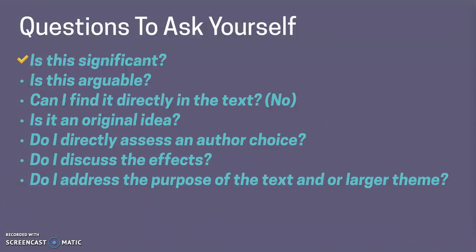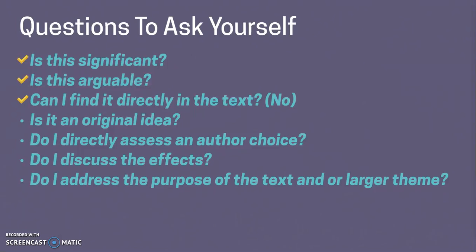Is your analysis arguable? Is what you wrote something that maybe another person could interpret differently? They might interpret that quote in a different way, and that is perfect. You should not just be saying something that is in the text. You should not just be repeating it, which brings us to our next question. Can you find it directly in the text? The answer should be no. You should be able to find the quote in the text, but then what comes after it should be your own interpretation of that situation or that character development.